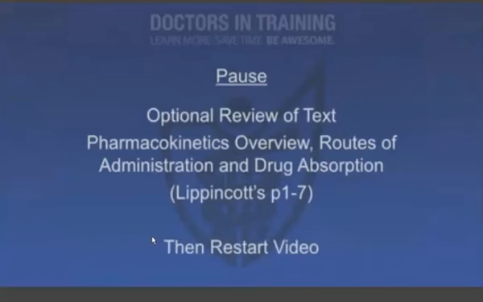Also, if you're giving a drug with food, that food is going to dilute the amount of drug that's in the stomach or the intestine, and so that's going to limit GI absorption and slow down absorption.